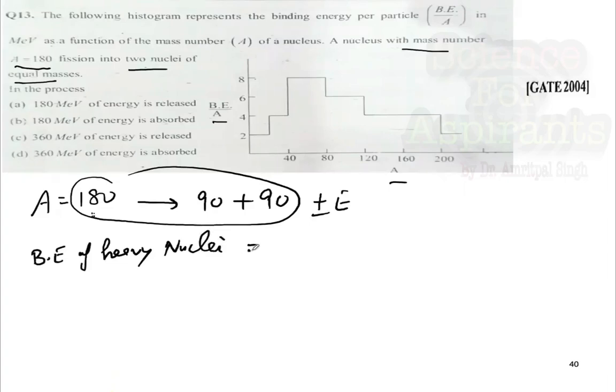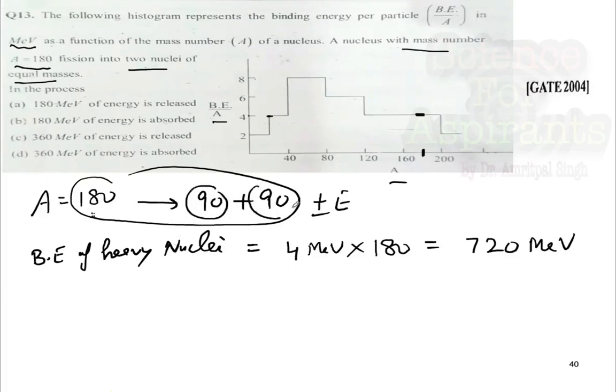The binding energy of this heavy nucleus, whose mass is 180, will be somewhere here. You see that its binding energy per nucleon is of the order of 4 mega electron volt. So the binding energy of one nucleon is 4 mega electron volt, and there are 180 nucleons, so the total binding energy will be 720 mega electron volt.